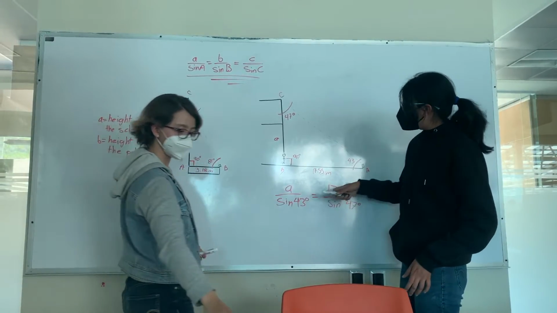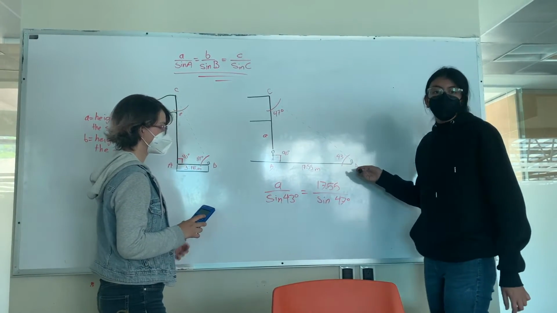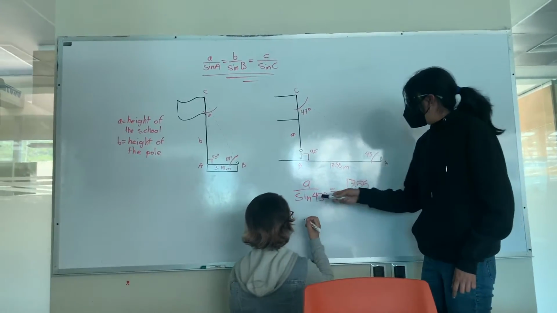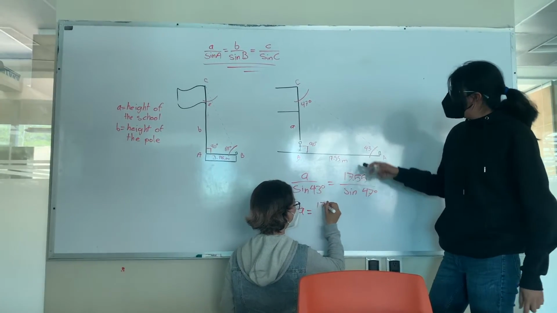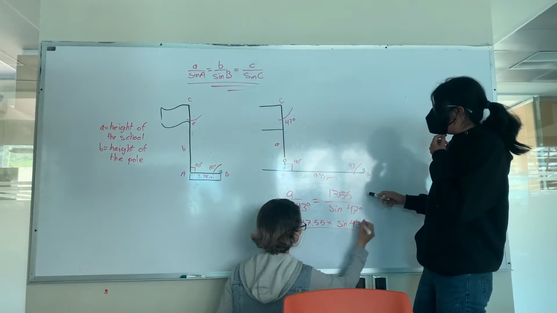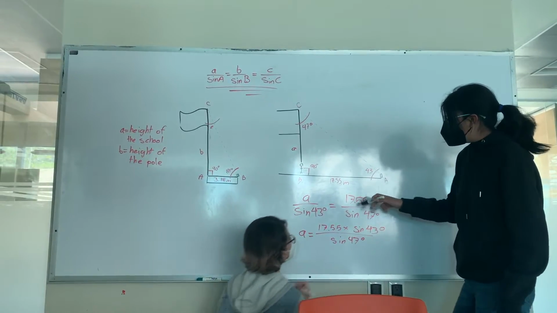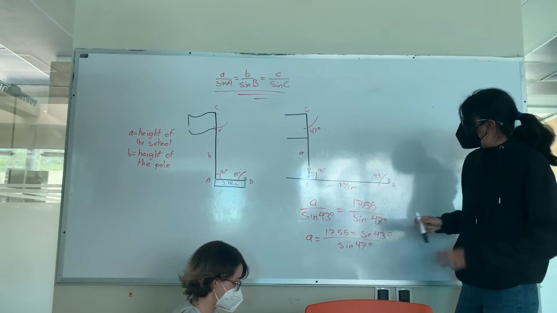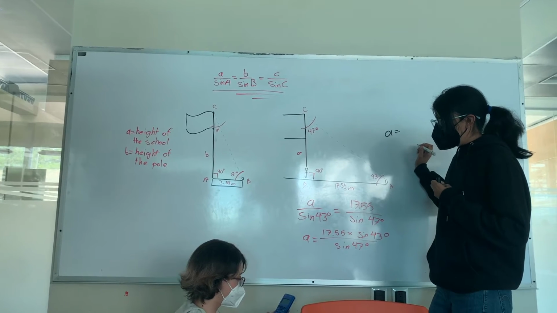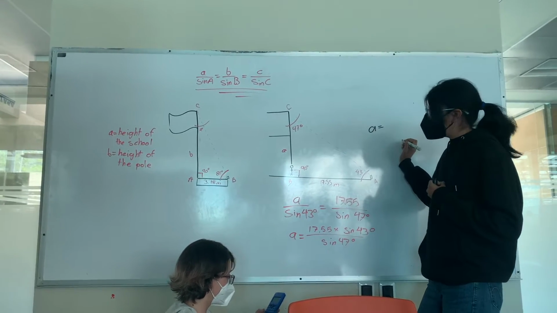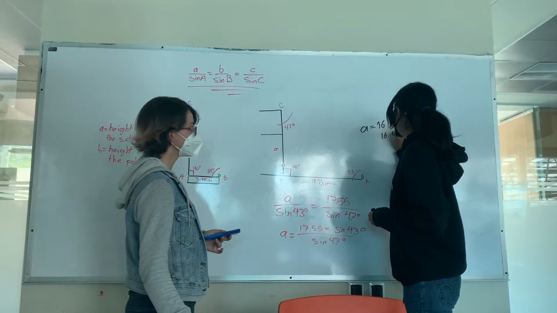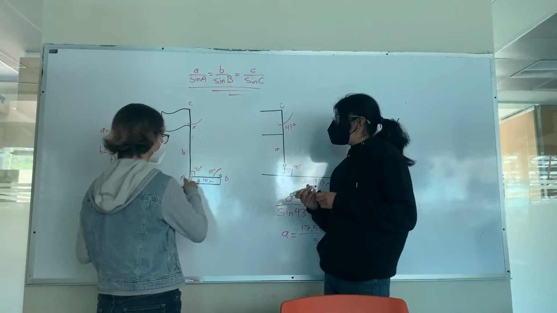We apply it here. We have the value of the angle of A. So A, that is the value we don't know, over sin of 43 equals the value of C, that is 17.55, over sin of 47, that is the value of the angle of C. So now we do the calculation, and the answer is A equals 16.36, 16.4 approximately. And now you're going to find the other.